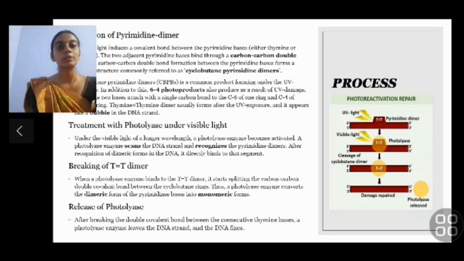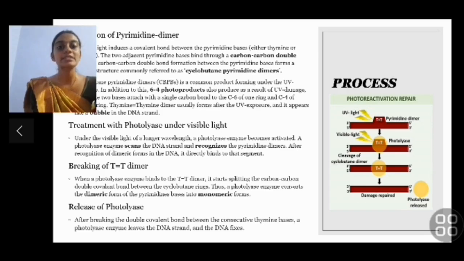Steps included. The first step is the formation of the pyrimidine dimer. When pyrimidine bases are exposed to UV rays, dimer formation will occur, that is, the two adjacent pyrimidine bases bind through a carbon-carbon double bond, a covalent bond formation, and it is referred to as cyclobutane pyrimidine dimer.